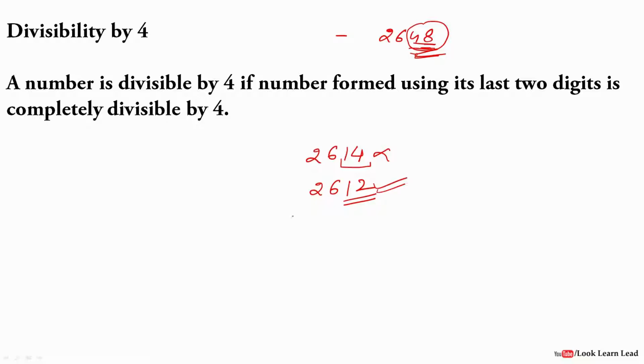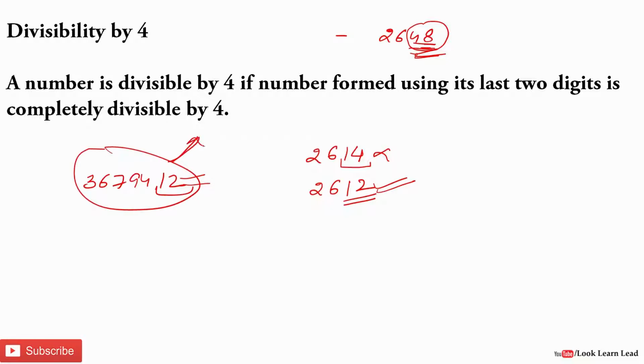So the number would be divisible by 4. Take any bigger number, for example 3, 6, 7, 9, 4, 1, 2. The last two digits are 12. If the last two digits are divisible by 4, then the whole number would be divisible by 4. This is the divisibility rule of 4.